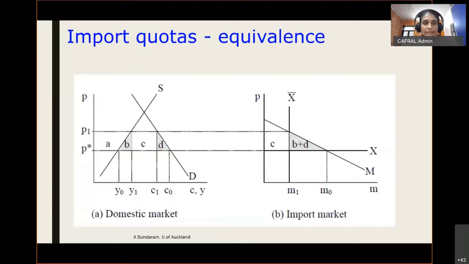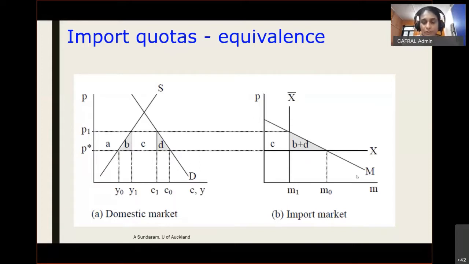So let's look at what is better. If I'm India, I want to protect, right? Do I put on a tariff or do I put on a quota? Which one is better? So let's look at the equivalence issue. Here we have a small country. And if you remember this diagram, this is the usual tariff diagram that I had before. On the right-hand side, I have a perfectly elastic export supply curve because it's a small country. And I have a downward sloping import demand curve.